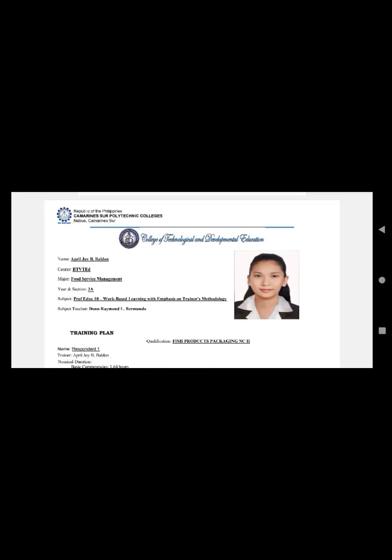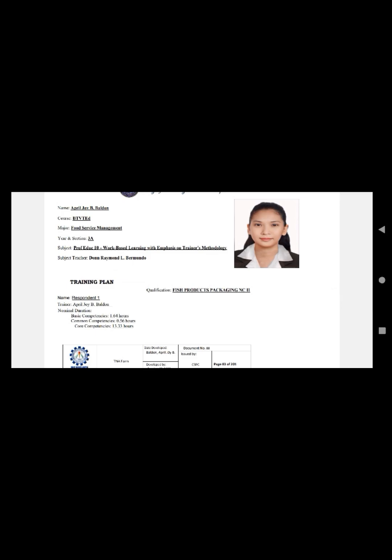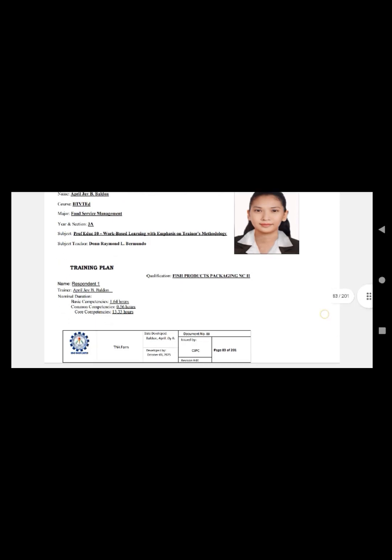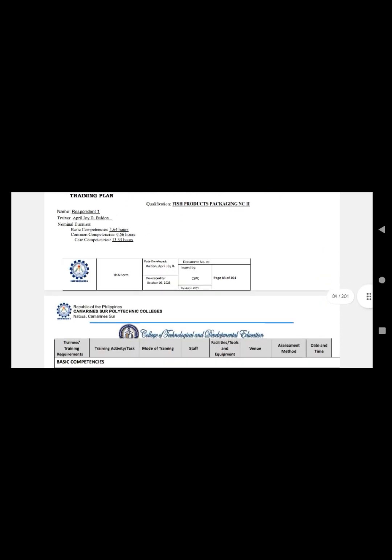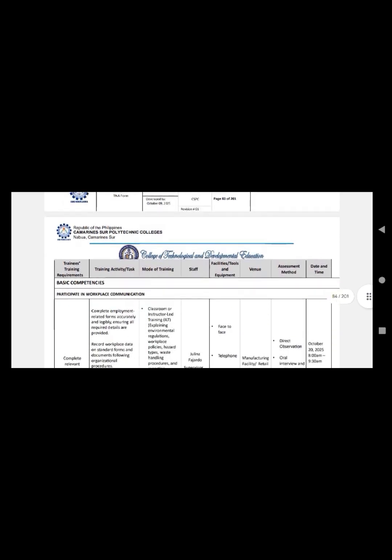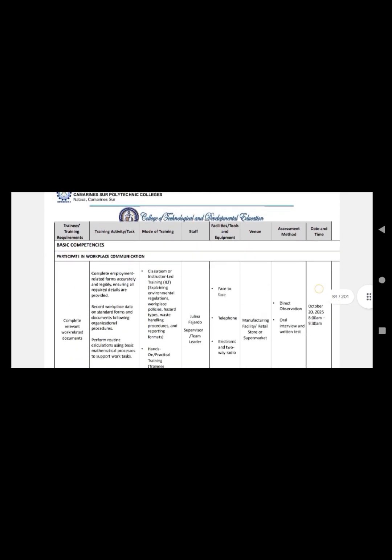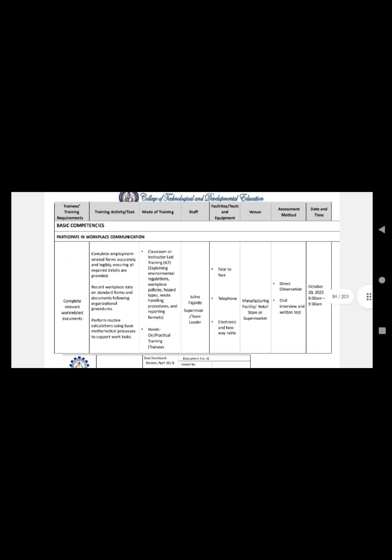For our training plan, for the qualification of fish products packaging in situ, respondent number 1 is my example. These are the training needs: trainees, training requirements, training activity or task, mode of training, staff, facilities, tools and equipment, venue, assessment method, date and time. For basic competencies, participate in workplace communication. This is the unit of competency. So this is the example.